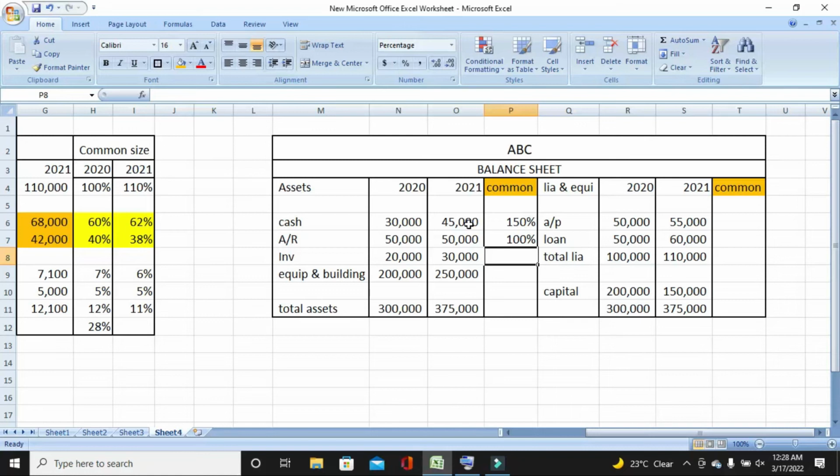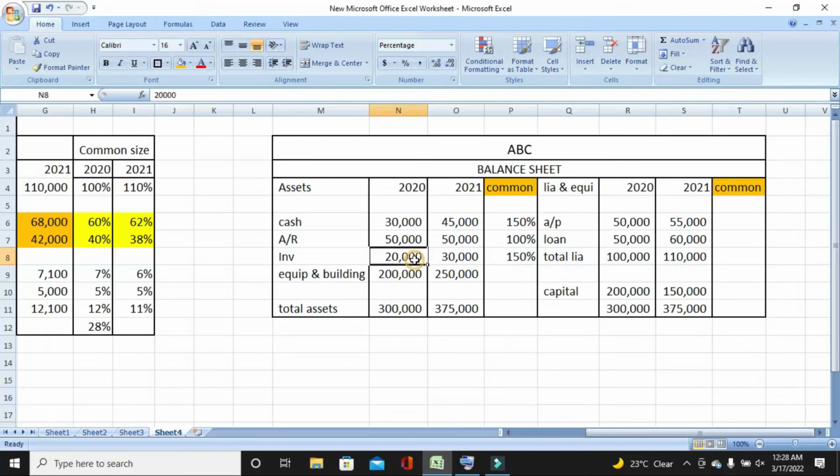150%. Okay, so let's see accounts receivable. Our second figure is accounts receivable. So simply we will divide this accounts receivable with this amount. So it is 100%. So there is a 100% increase in our accounts receivable. Let's see inventory. Again in inventory there is a 150% increase.